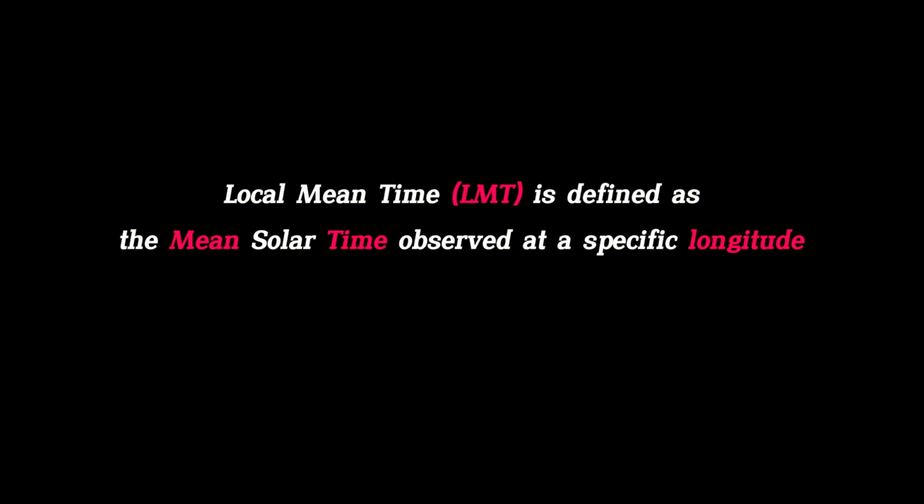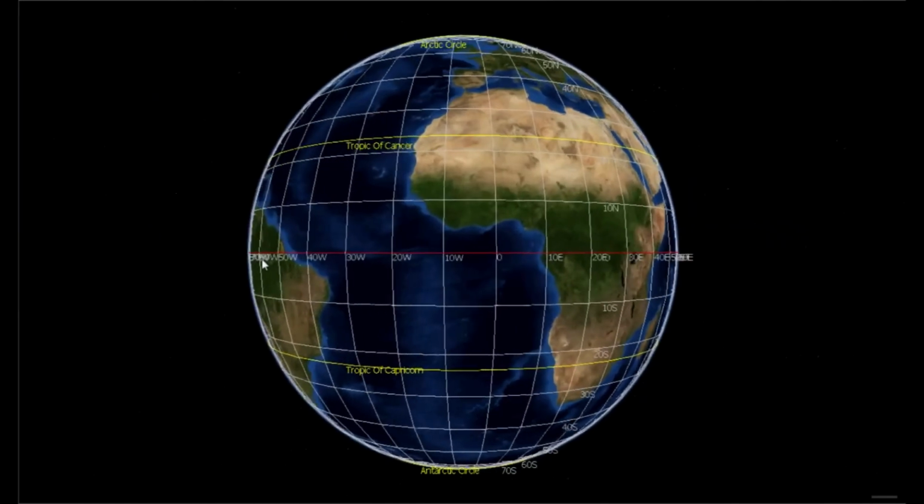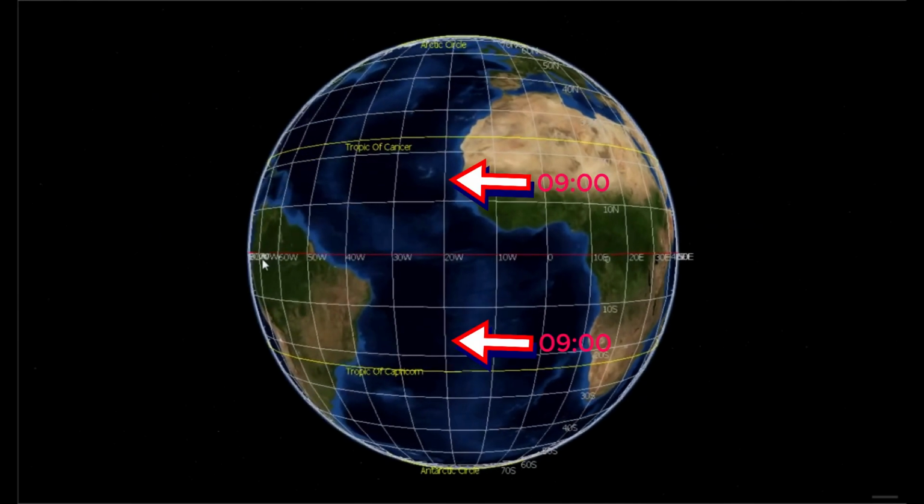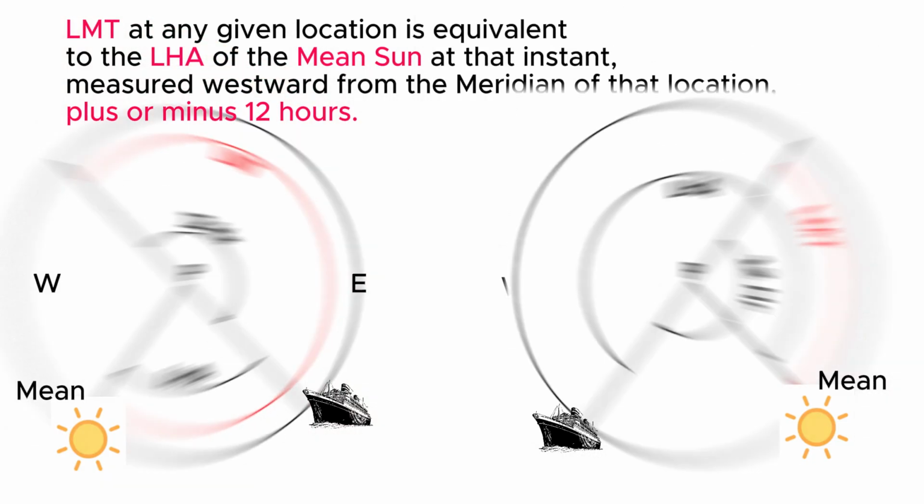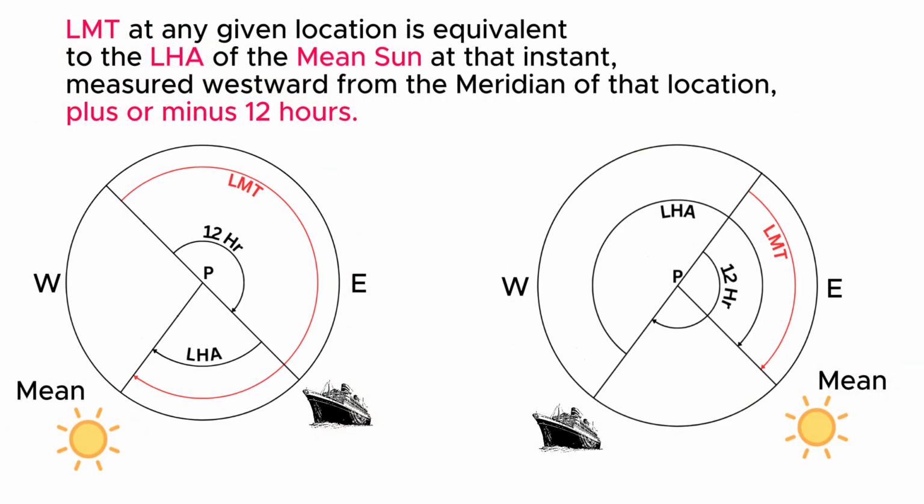Local mean time is defined as the mean solar time observed at a specific longitude. Locations sharing the same longitude will experience identical local mean time. Local mean time at any given location is equivalent to the local hour angle of the mean Sun at that instant, measured westward from the meridian of that location, plus or minus 12 hours. This definition of local mean time prompts two considerations.